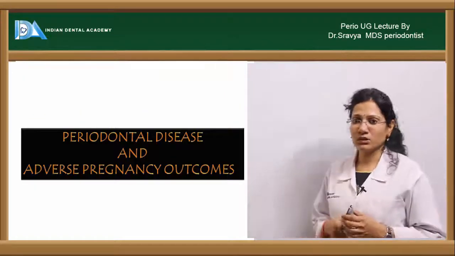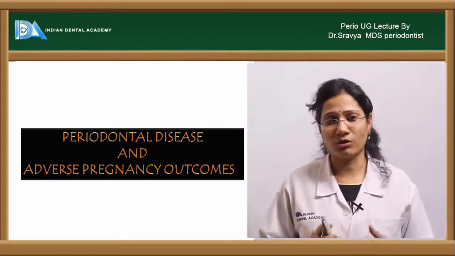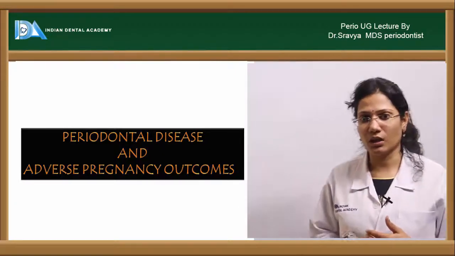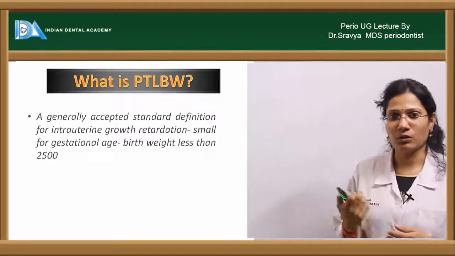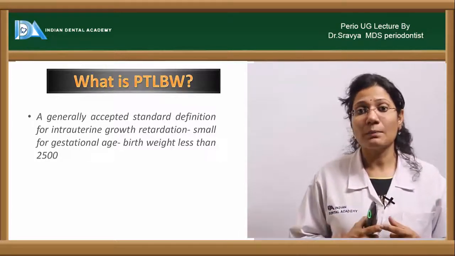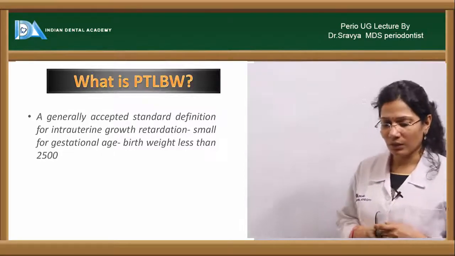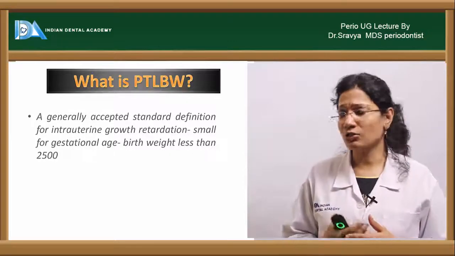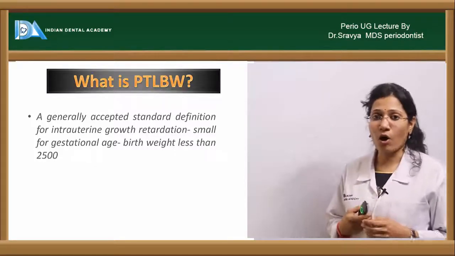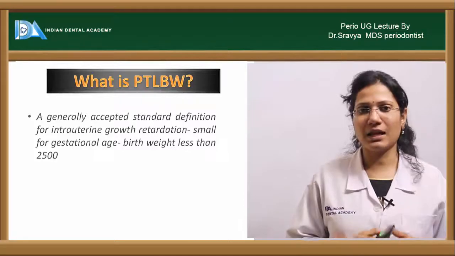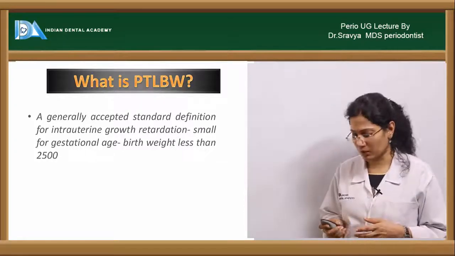Now, how is your periodontal disease resulting in an adverse pregnancy outcome? Let's see the first adverse pregnancy outcome. The first one would be your preterm low birth weight. Now, what is preterm low birth weight? When an infant is less than 2,500 grams, and when the infant is born before the normal time of gestation, then you can call it a preterm low birth weight.